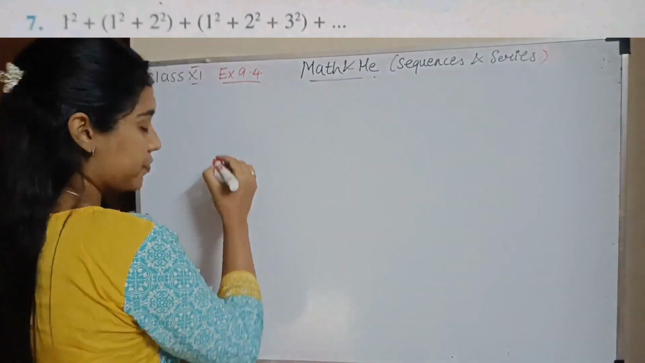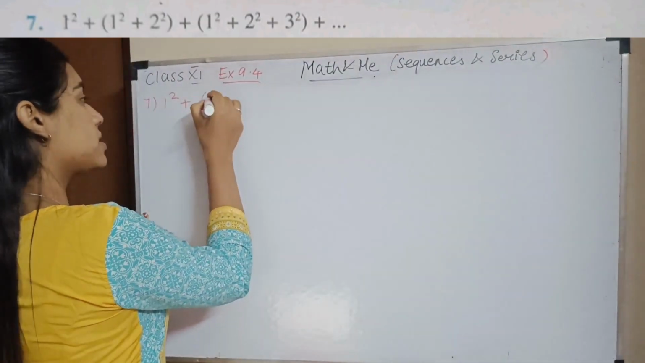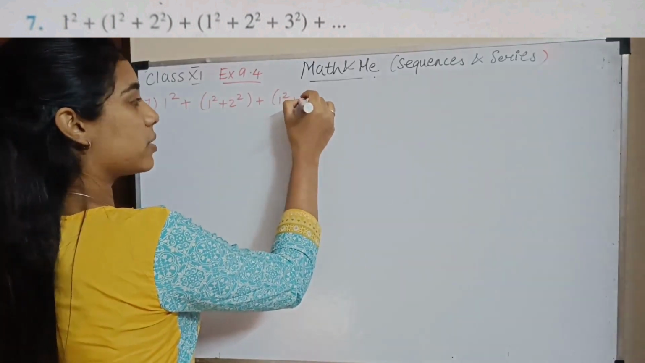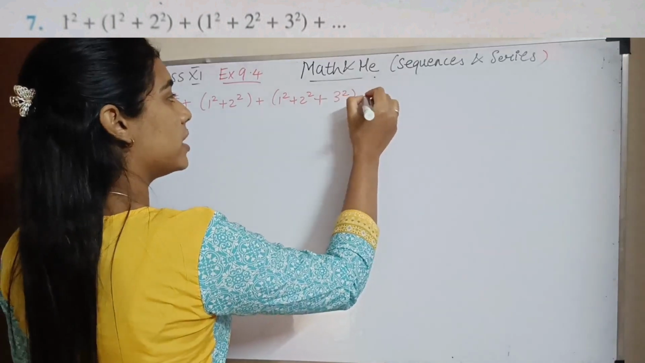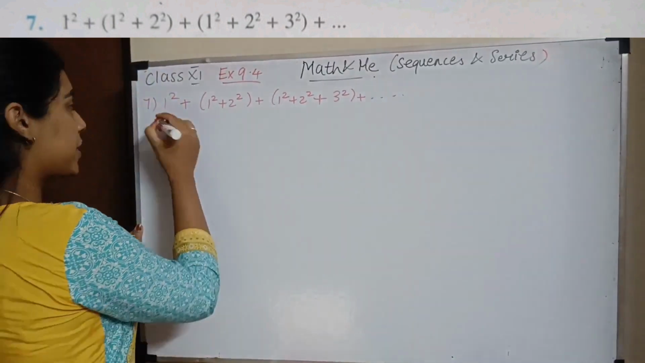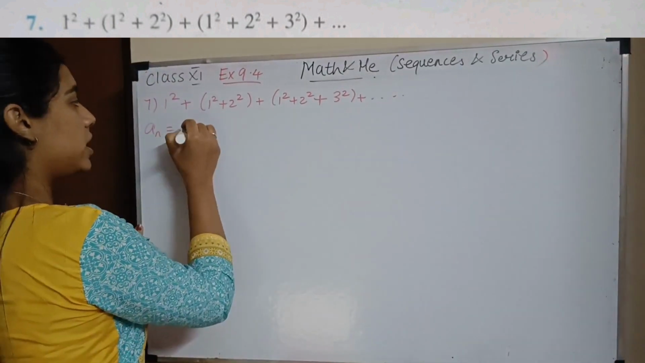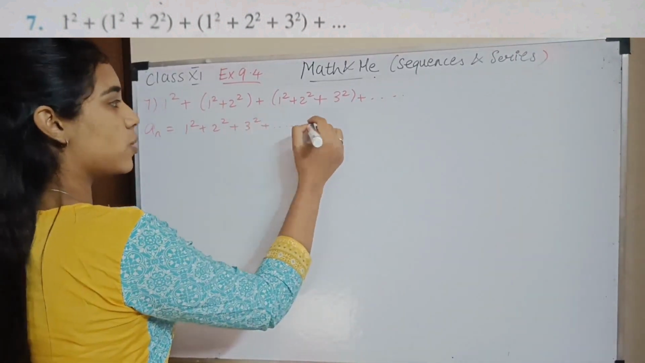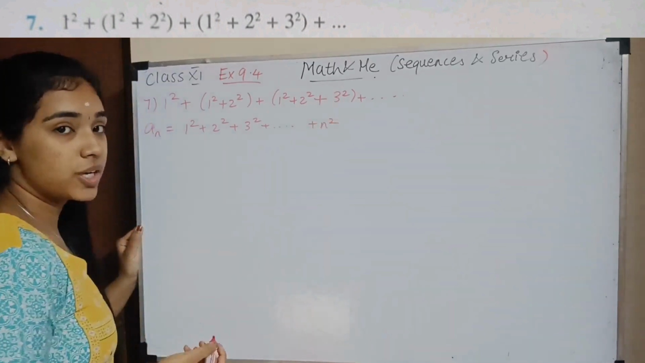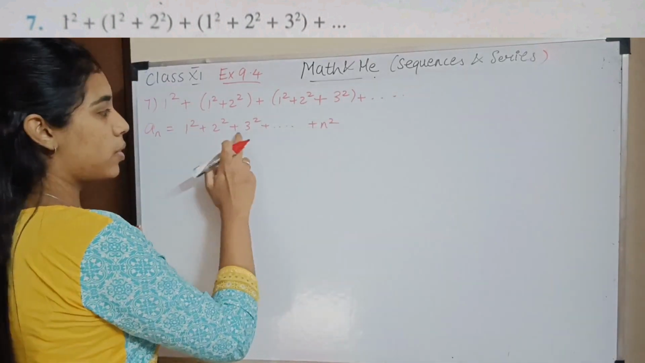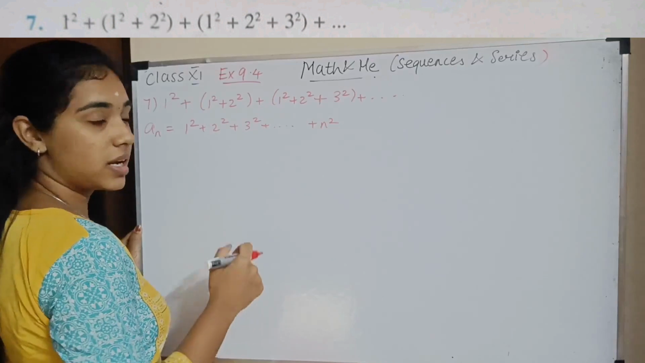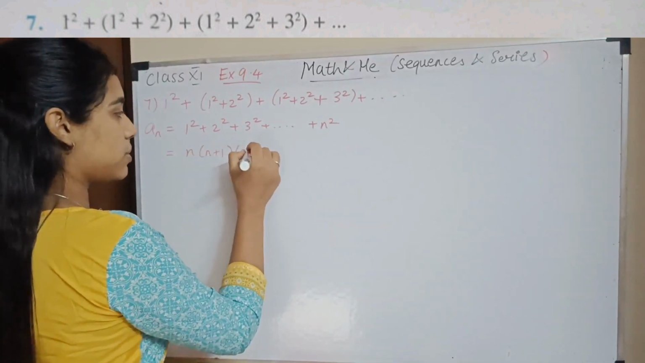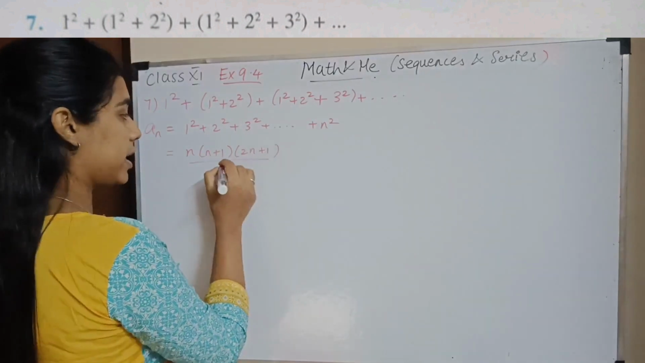Question number 7. 1 square plus 1 square plus 2 square plus 1 square plus 2 square plus 3 square plus and so on. So what is my nth term? My nth term will be 1 square plus 2 square plus 3 square and so on until n square. So what do you see? This itself is a sum of the squares of numbers. This will be n into n plus 1 times 2n plus 1 divided by 6.